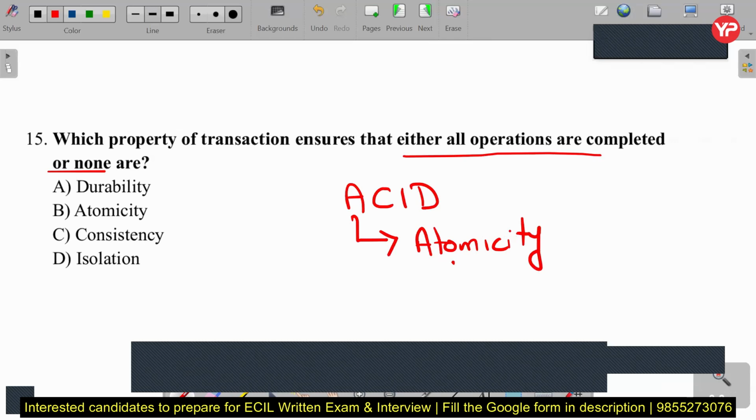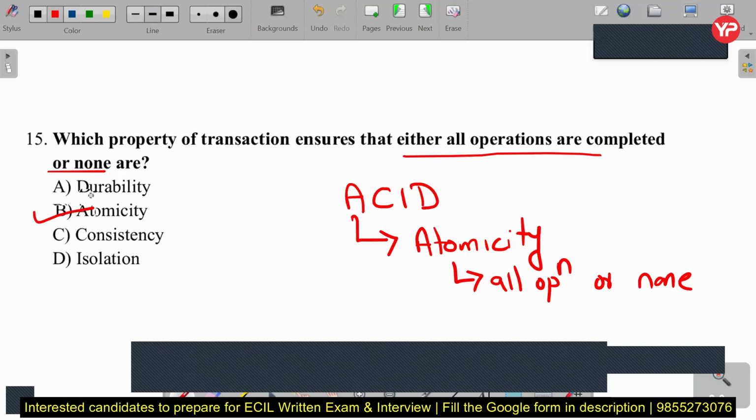And atomicity says that either perform all the operations or none of them. Suppose that we have a transaction. A transaction is simply a set of instructions, and to complete that transaction, each and every instruction of the transaction has to be completed. So it says that either all of the transaction has to be completed or none of it, and that is related to atomicity.